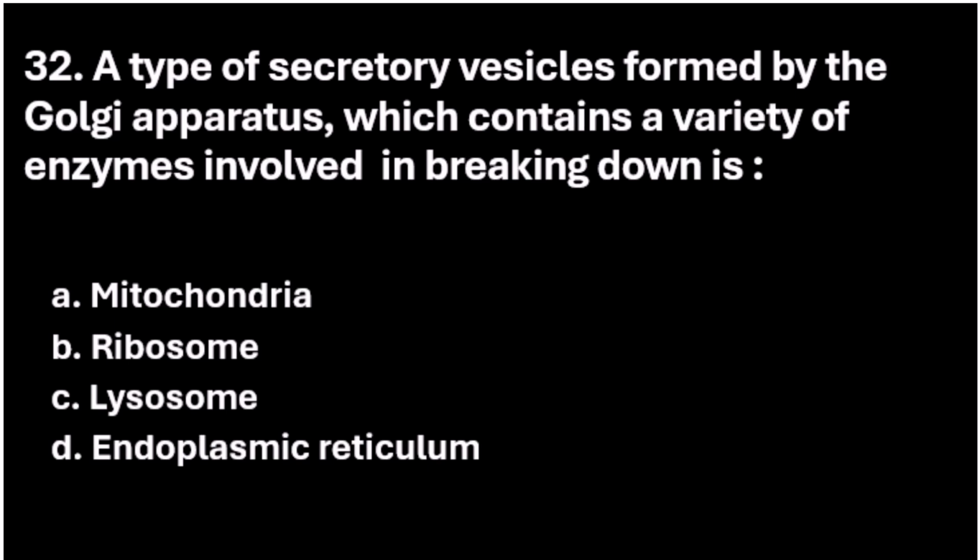Next question. A type of secretory vesicle formed by the Golgi apparatus, which contain a variety of enzymes involved in breaking down, is option A, mitochondria, option B, ribosomes, option C, lysosomes, and option D, endoplasmic reticulum.